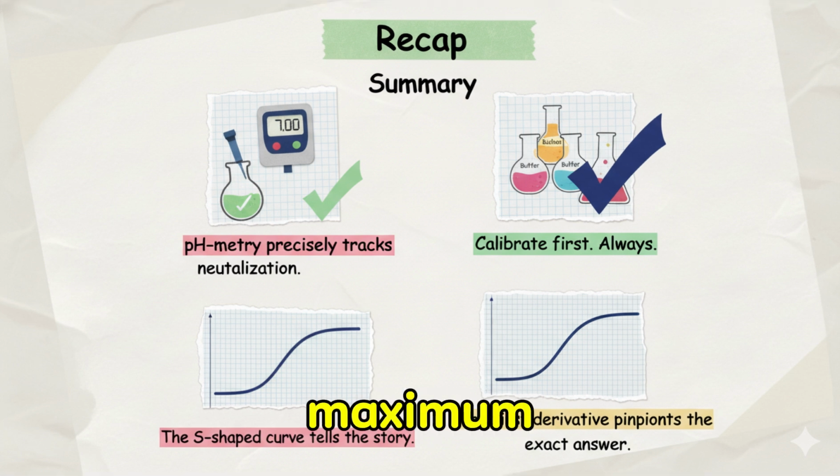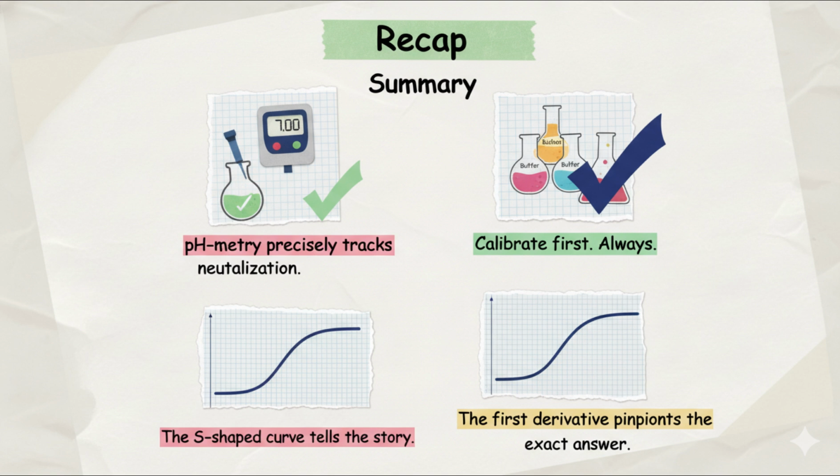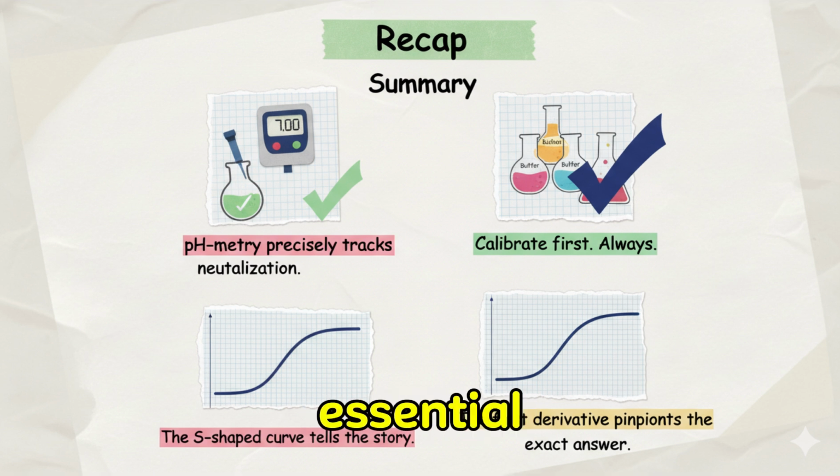And 4. For maximum accuracy, you plot the first derivative, delta pH over delta V, to transform that steep curve into a sharp peak, pinpointing the equivalence point with perfect clarity. This technique is essential for any field that requires precise chemical analysis, from developing new medicines to keeping our environment safe.